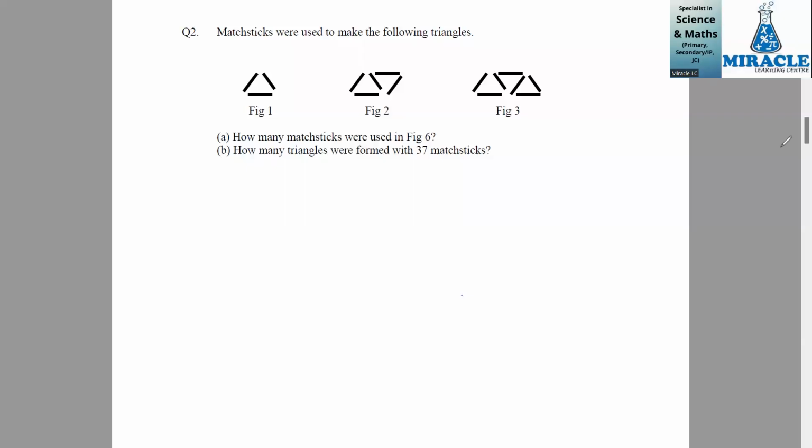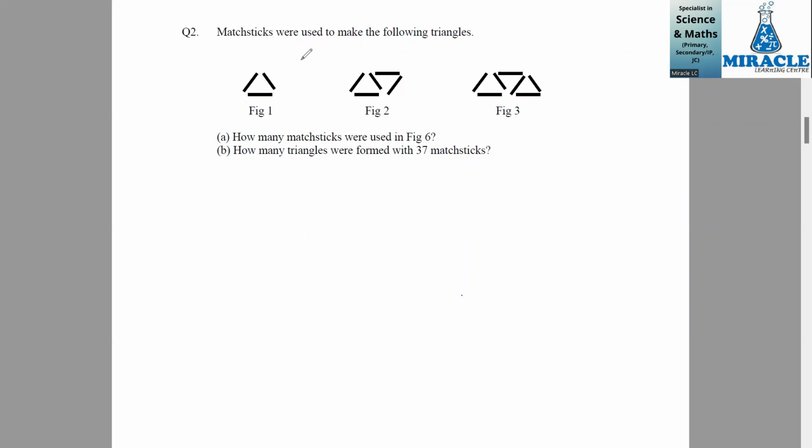Question 2. Matchsticks were used to make the following triangles. So we have figure 1, figure 2, and figure 3. Question A is, how many matchsticks were used in figure 6? So the first thing we need to do is find the type of number pattern that this is.